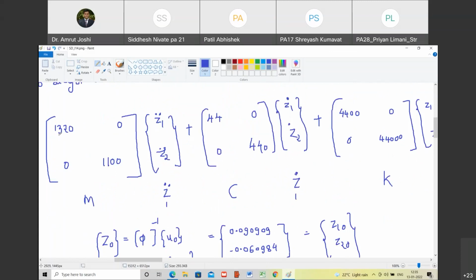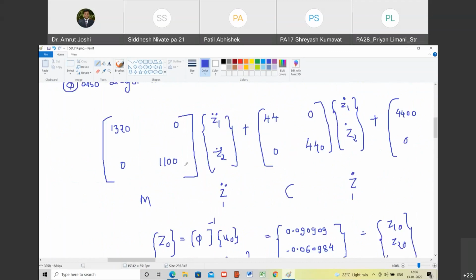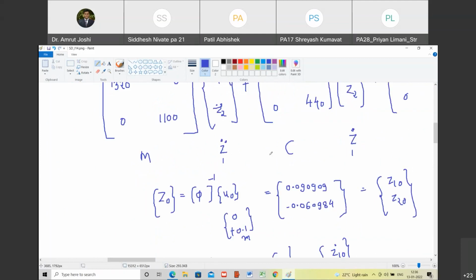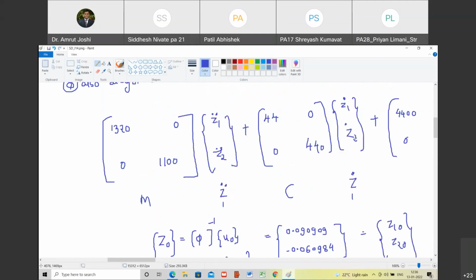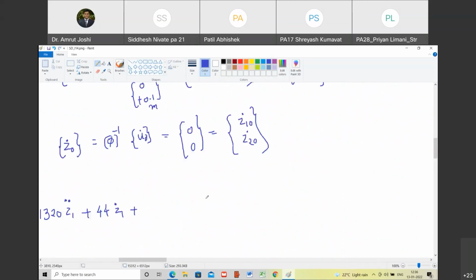Now let us bring it to the form in which we are acquainted with it. So let us expand the first row. Can you expand the first row? Tell me what will I get? 1320 Z1 double dot. Are you with me? Plus 0 Z2 double dot. Plus 44 Z1 dot, plus 0 Z2 dot, plus 4400 Z1. Are you with me?